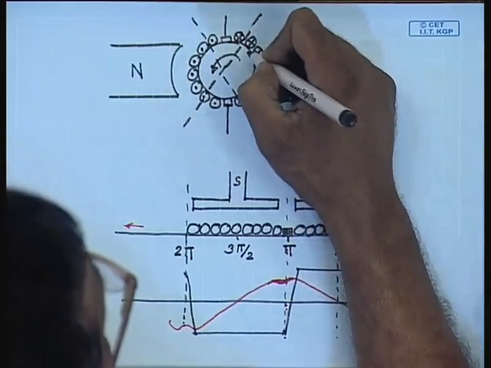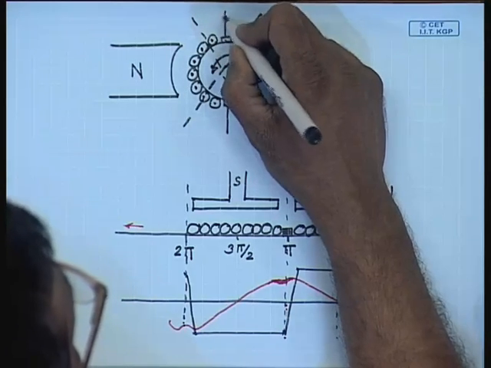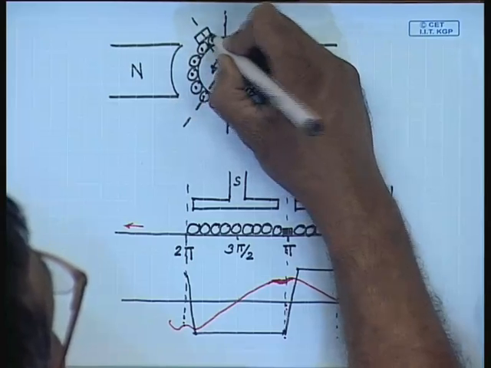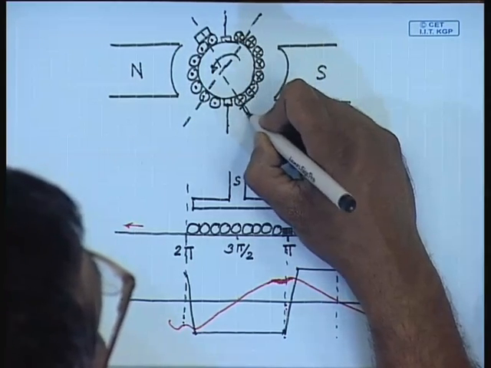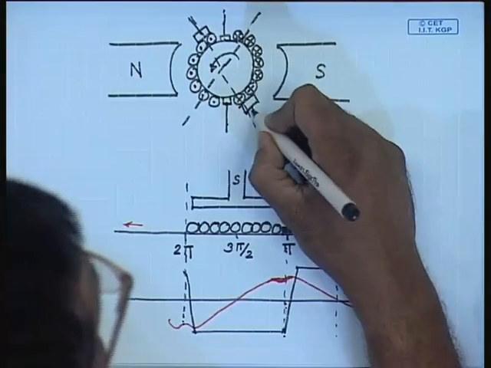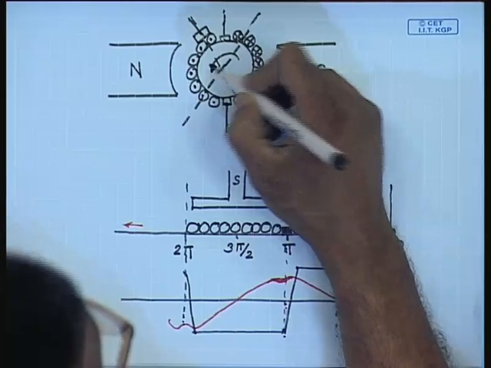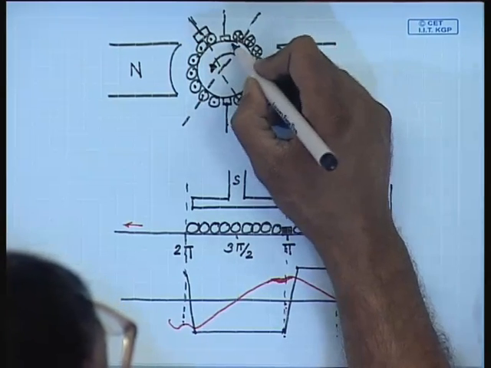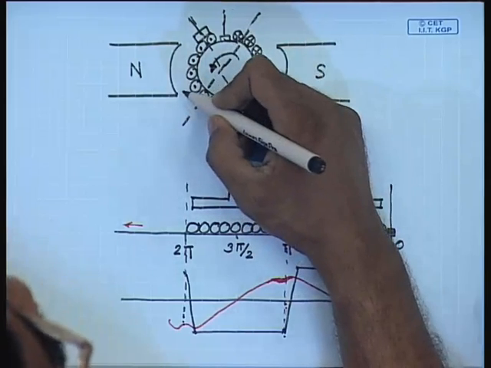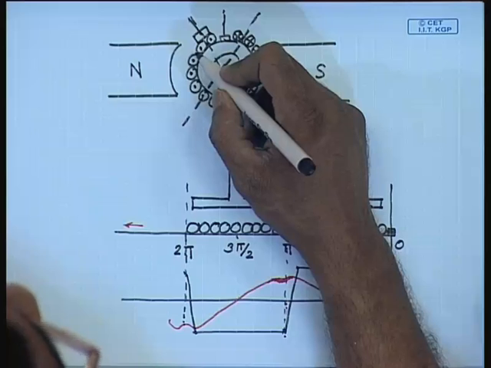If instead of putting the brush actually at the interpolar region, we shift it, lead it, that is move it in the direction of rotation in the generating mode, what will happen is that in the process of rotation, the induced voltage in the coils will change to the polarity of the pole ahead before it reaches the brush.